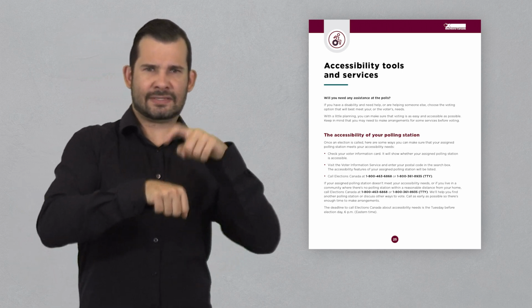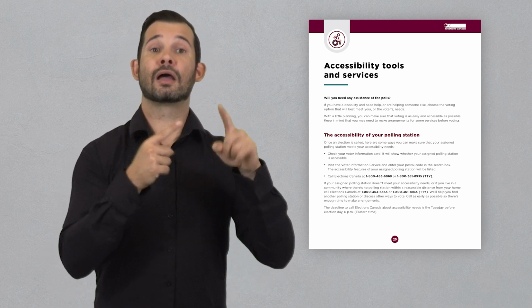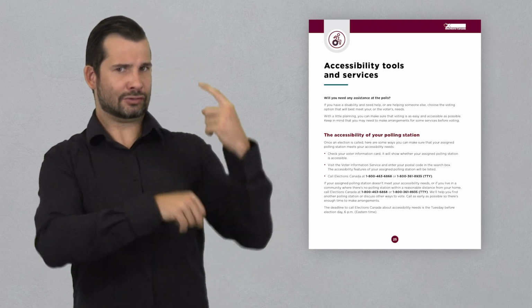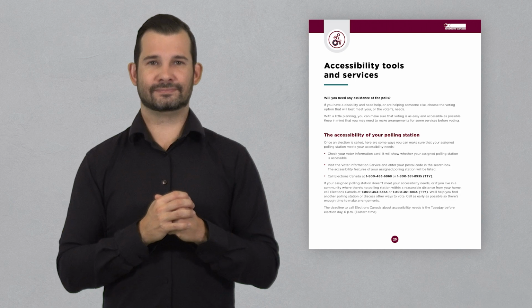Call as early as possible so there's enough time to make arrangements. The deadline to call Elections Canada about accessibility needs is the Tuesday before Election Day, 6 p.m. Eastern Time.